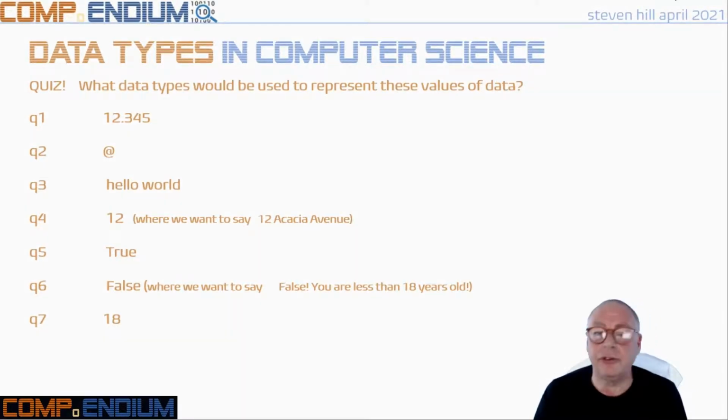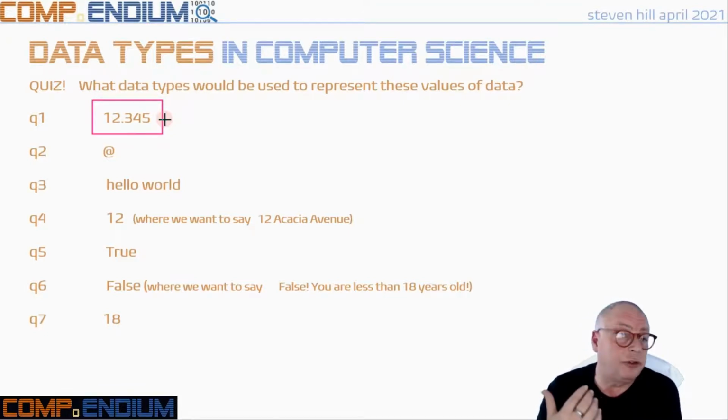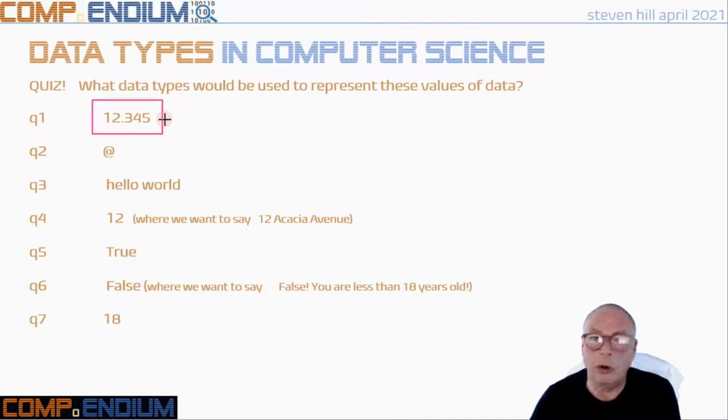Okay, so how did you get on with deciding what type of data type you would choose to represent these values of data? So let's have a look at question 1, and this gives me a chance to use my flashy drawing tool. So we have question 1, 12.345. It's being used as a number, and there's only one data type which we can use if a number has a decimal point, and that is the float or real data type. We can't use an integer because it's not a whole number, it has a decimal point. So the answer can only be the float or the real data type for question number 1.